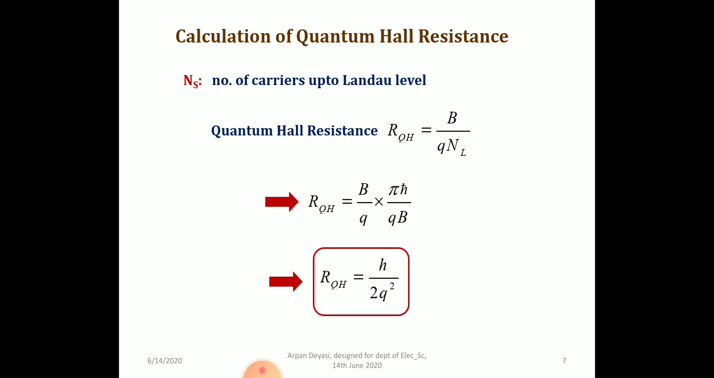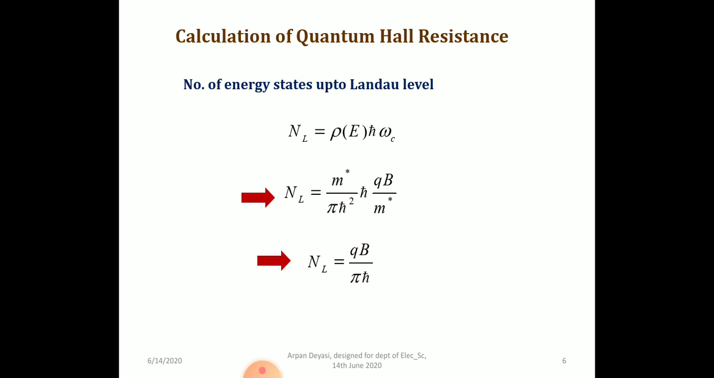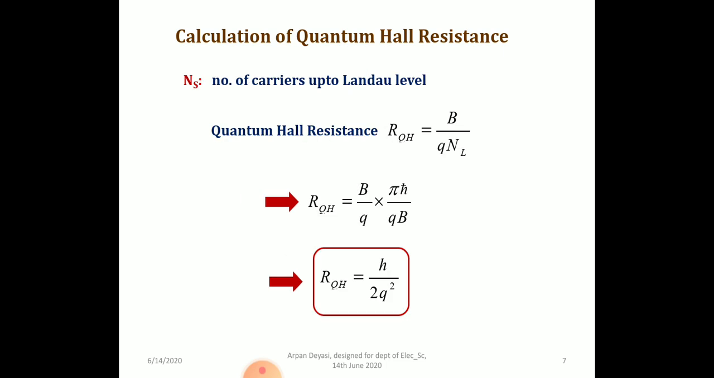So let ns be the number of carriers up to the Landau level. But what will be the definition of the quantum Hall resistance? The Hall resistance is defined by B divided by Q multiplied by NL. And what is NL? As I showed on the previous slide, that is the number of energy states up to the Landau level. So B by Q NL, and you know the value of NL, it is 2πħ... by QB. So if you calculate the quantum Hall resistance R, that is h by 2q square.